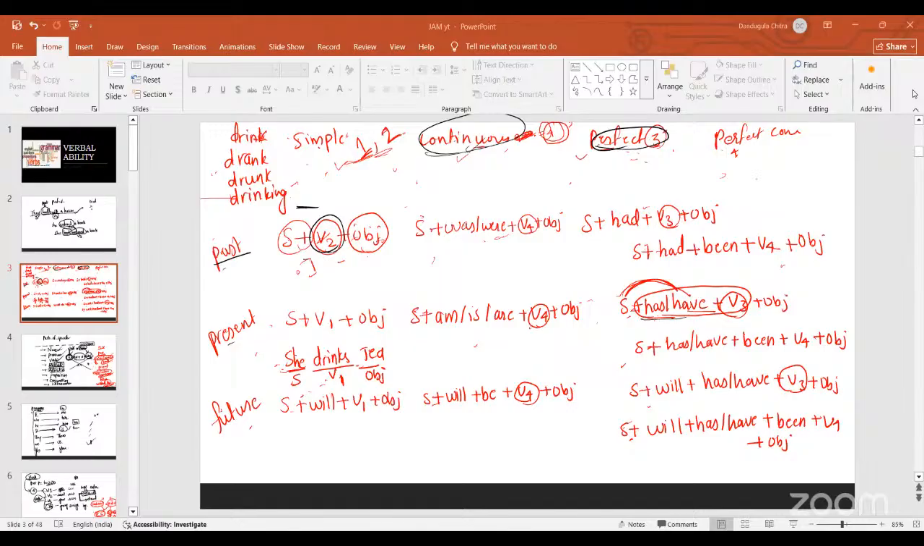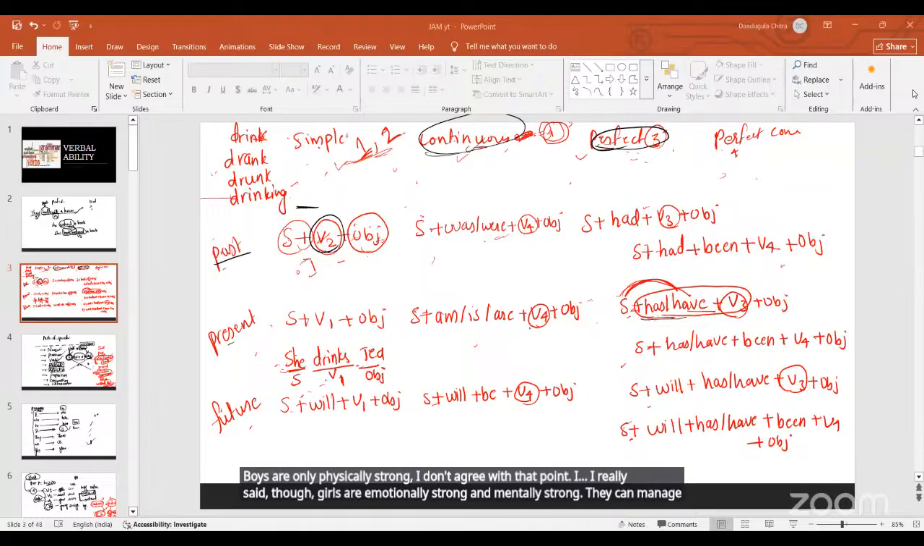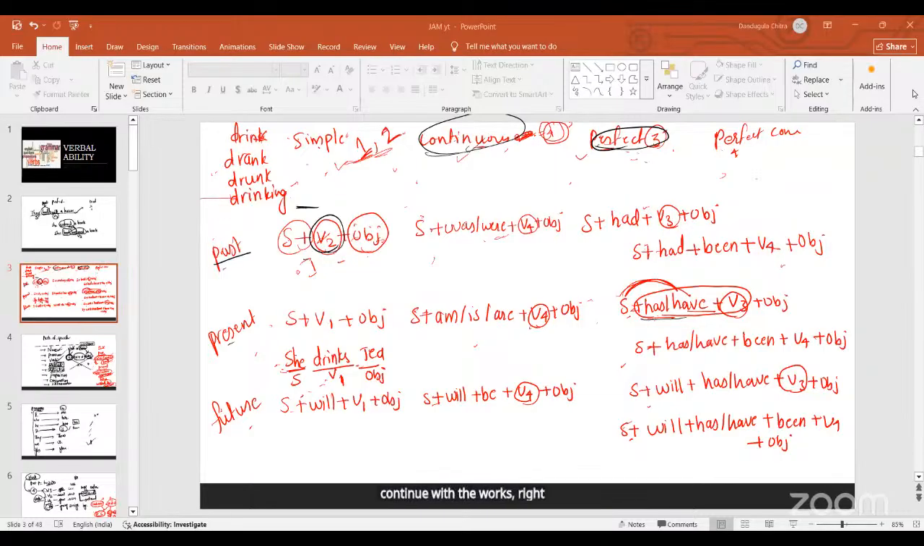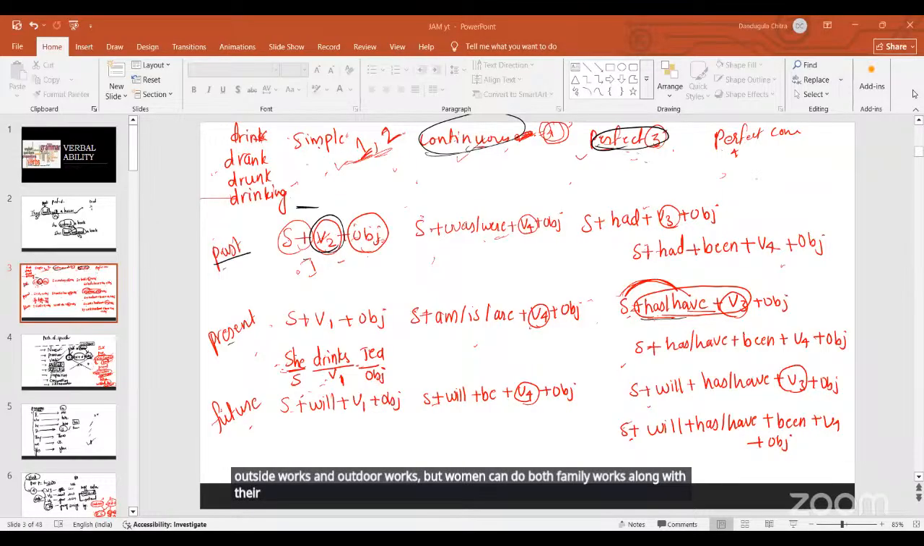Boys are not only physically strong. I don't agree with that point. I really said that girls are emotionally strong and mentally strong. They can manage the whole family along with their work, and they also continue with their work, right? Men can only do outside and outdoor work, but women can do both family work along with their job.